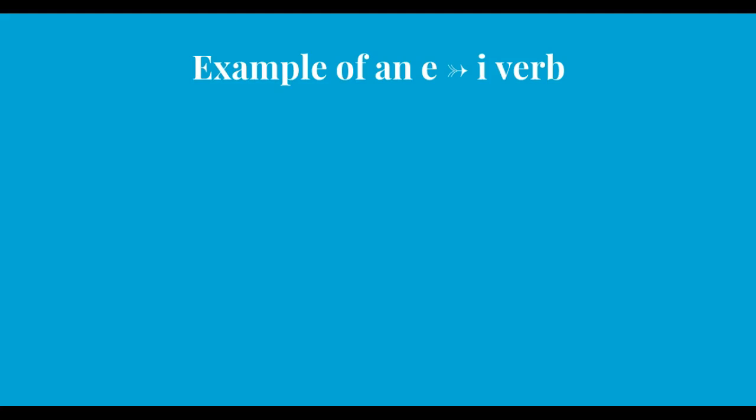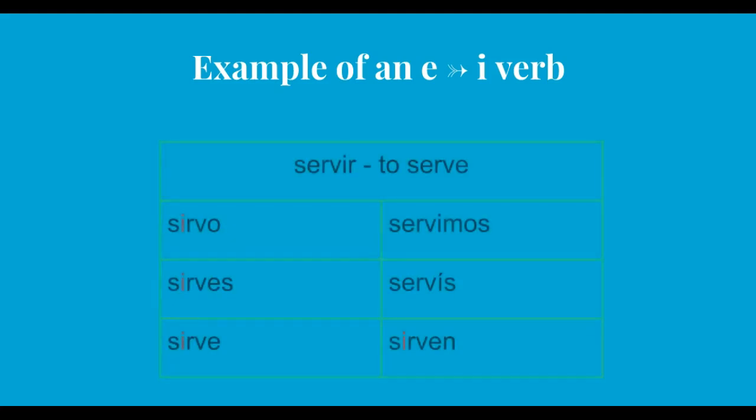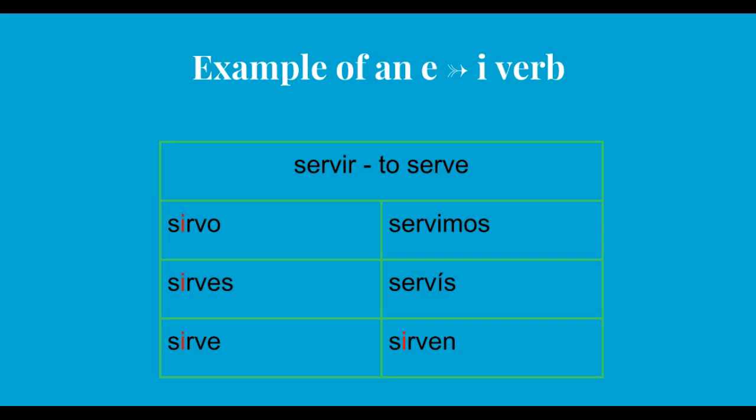There are not too many E to I verbs. This is going to be your smallest list, so I only have one example for you. Servir, which is an IR verb. You'll notice in this one, the E in servir changes to an I in 4 of the 6 forms.